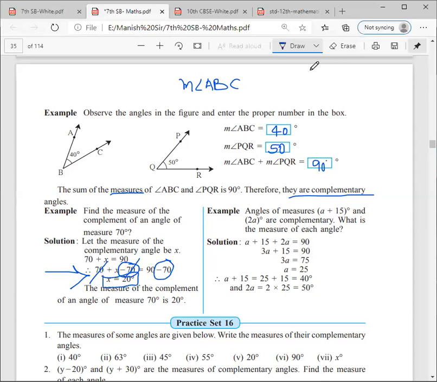Yes, sir. Any doubt in this? No, sir. Good. So the complement of an angle measuring 70 degrees is given, and the second angle is 20 degrees. Understood? Is it clear?